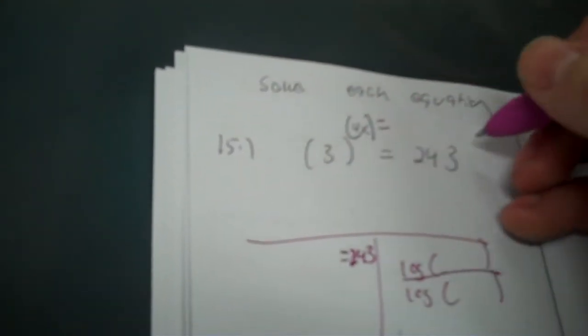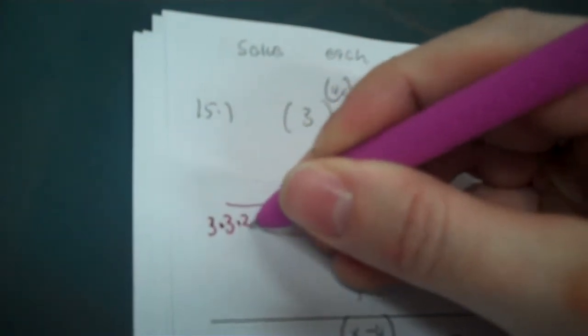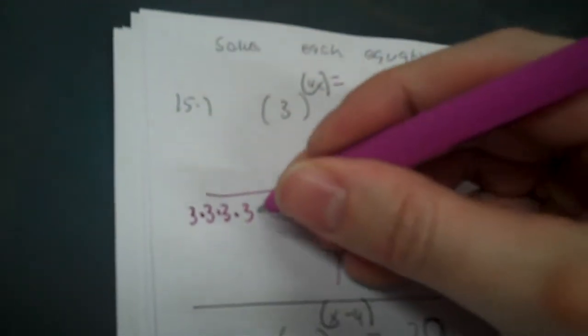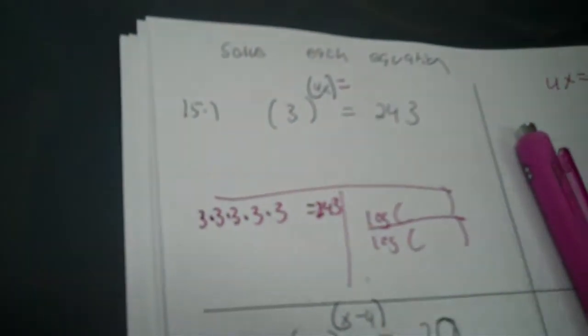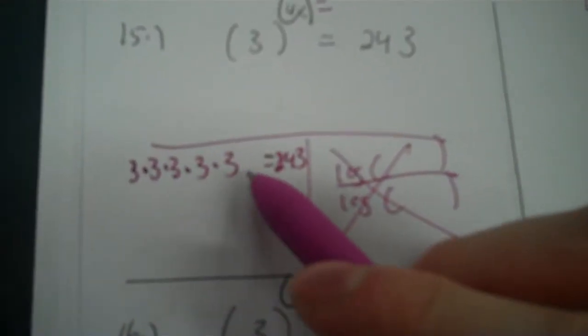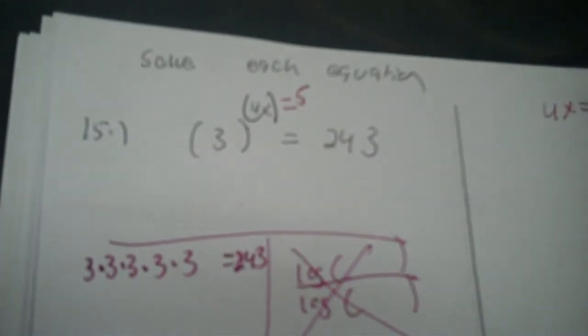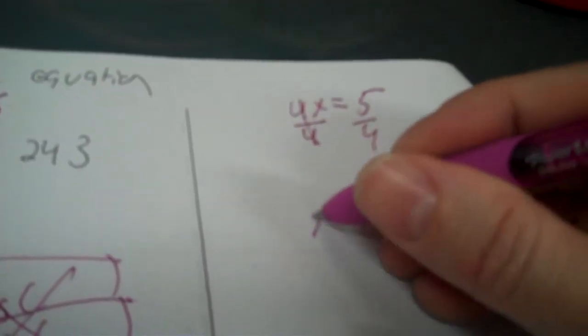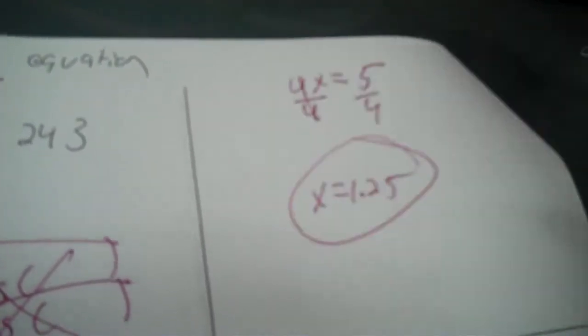So first we'll multiply 3's to get to 243. 3, 9, 27, that's 81. Boom, 243. So I don't need the log over log. So that is 5 factors of 3. So the exponent is 5. 3 to the 5th is 243. So 4x equals 5. So then what's x? Well, we'll divide by 4, and that's 1.25.